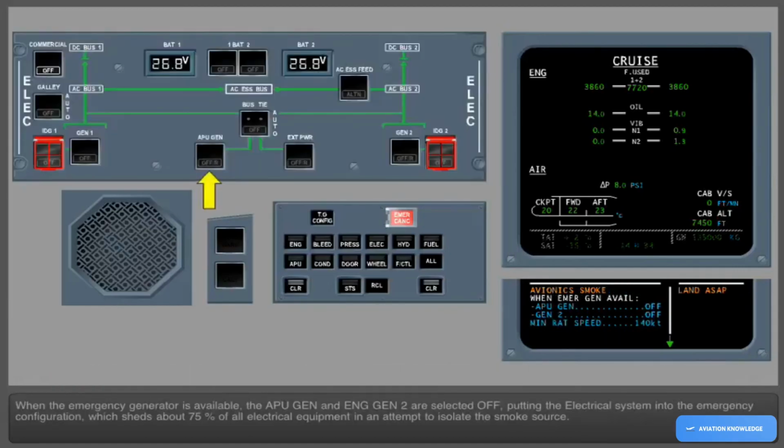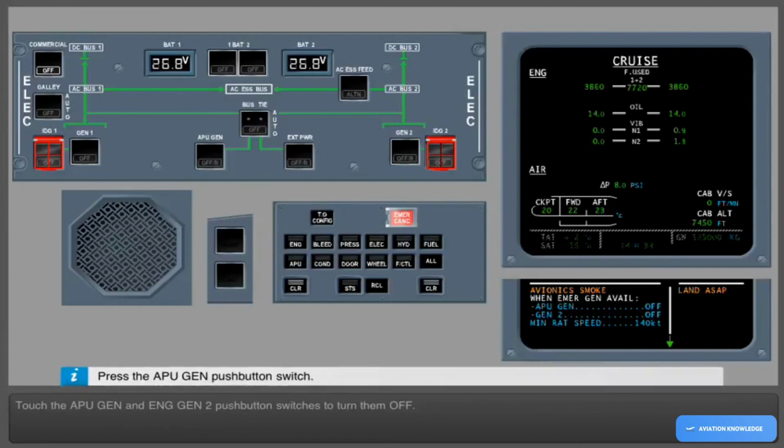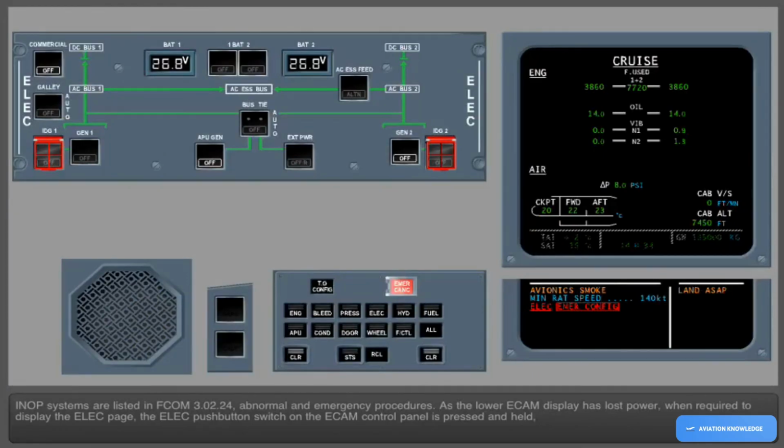When the emergency generator is available, the APU generator and engine generator 2 are selected off, putting the electrical system into the emergency configuration, which sheds about 75% of all electrical equipment in an attempt to isolate the smoke source. Touch the APU generator and engine generator 2 push-button switches to turn them off. In-op systems are listed in FCOM 3.02.24, Abnormal and Emergency Procedures.